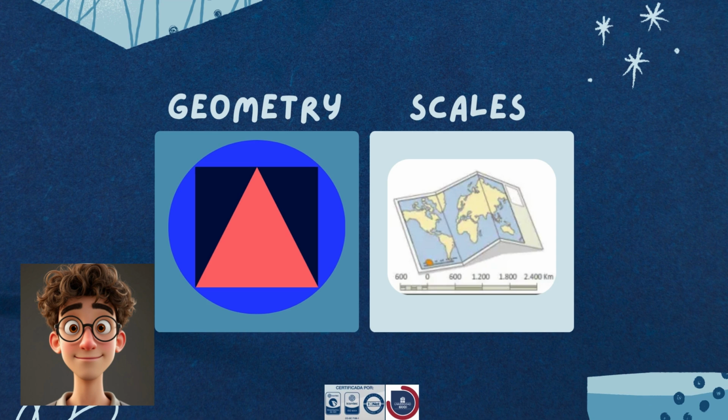The first one is a relation between a drawing and reality, or something bigger. For example, I can draw the plan of a house and say that each centimeter is 1 meter in reality. And the second one, the graphic scale, is a relation that appears in land maps, country maps, or world maps, like we see in this picture.